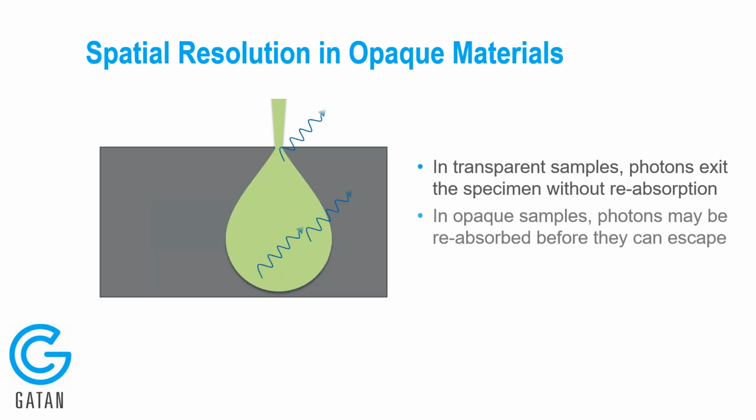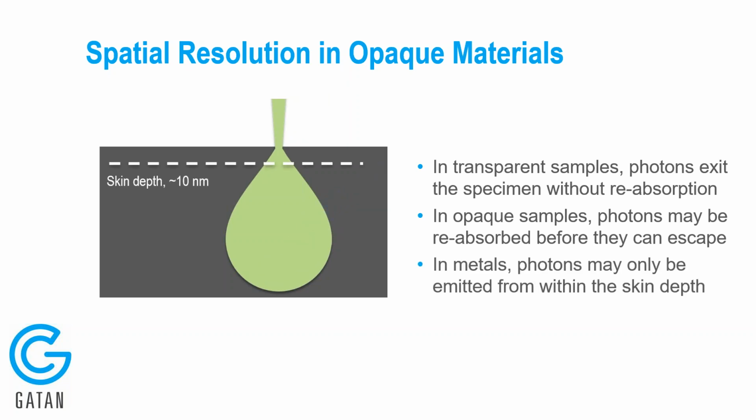However, a significant number of samples are opaque or at least semi-transparent. And in that case, you have to start thinking about photon reabsorption before photons escape. This is particularly the case in metals, which are incredibly opaque. Photons actually only escape from a metal from within a parameter called the skin depth of the material, so very, very close to the surface, within 10 nanometers typically.